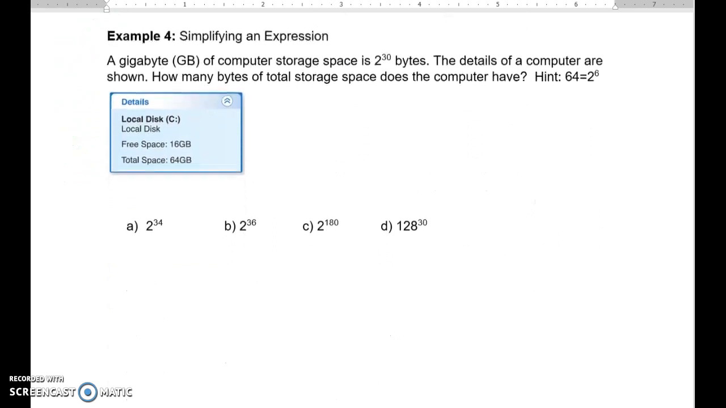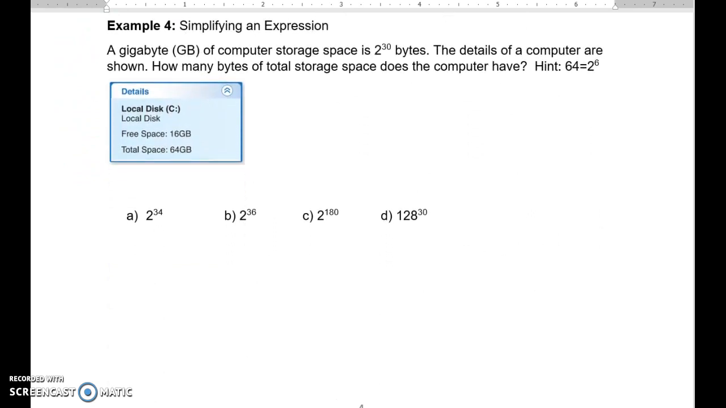This one's pretty tricky. We're definitely going to want to talk through this one together. So it says a gigabyte of computer storage space is 2 to the 30th bytes. So that's 2 times itself 30 times. The details of a computer are shown. How many bytes of total storage space does the computer have? They gave us a hint. They said 64 is 2 to the 6th. So this computer's total storage space is 64. And they said that 64 is equal to 2 to the 6th power.